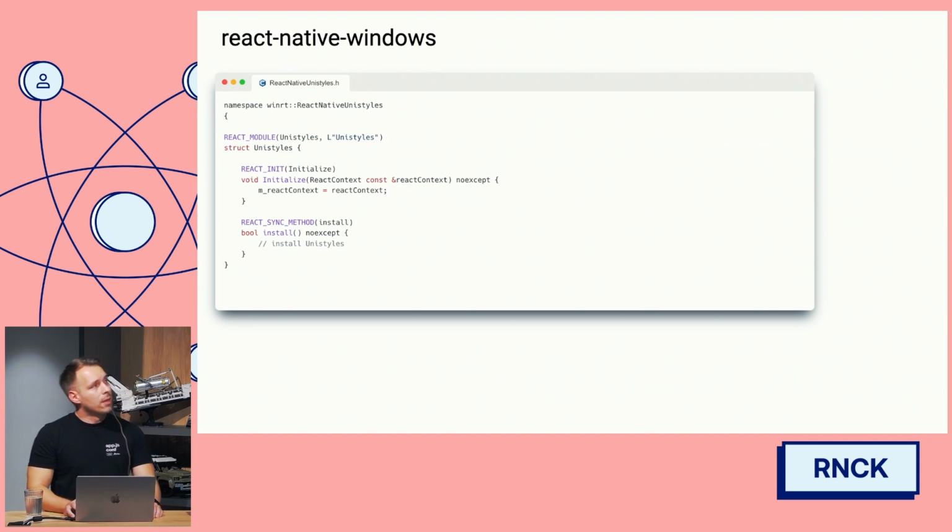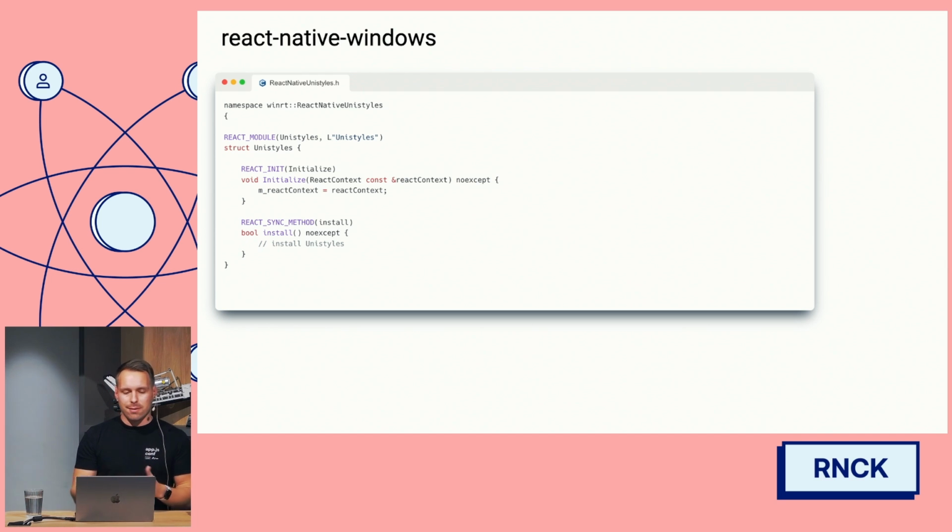Now, native code for React Native Windows is a little bit different than for iOS or for Android. We also have macros, like here you have a React module, and there is a struct. You can easily replace struct with class. It's the same, it's only about the privacy. But here we have a struct.